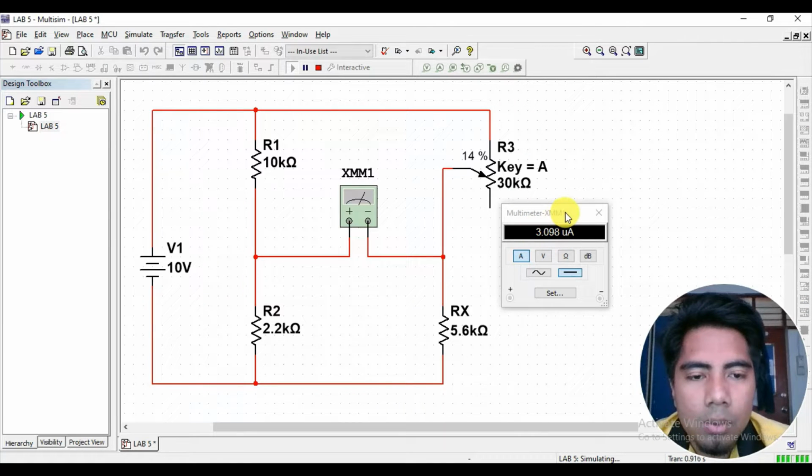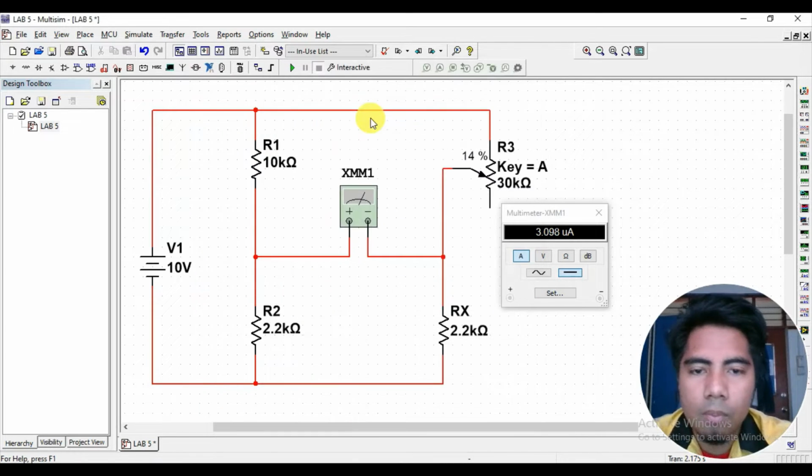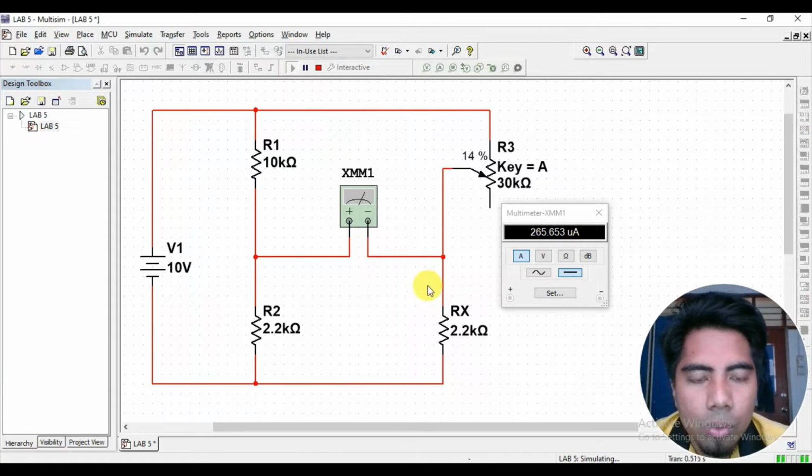I get 3.098 microamp. Then I have to set the new value of Rx. I set it to 2.2 kilo ohm, and the value for the multimeter has changed to 265 microamp. Then the potentiometer I set to the new value of 66%, and this is the new value for the multimeter, 8.05 microamp.